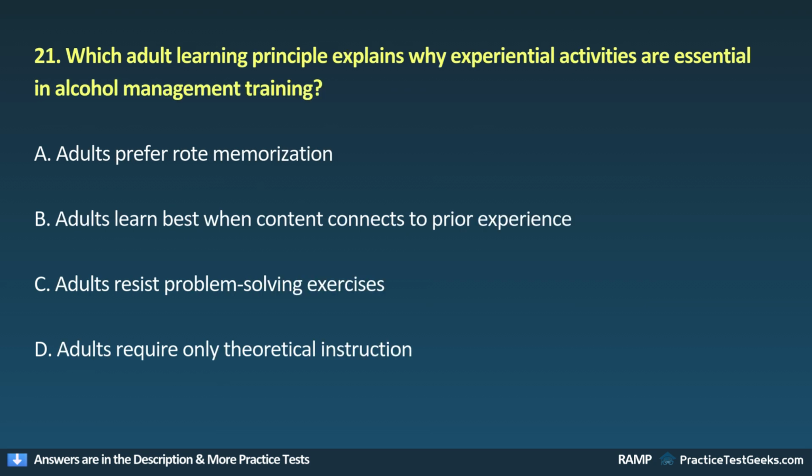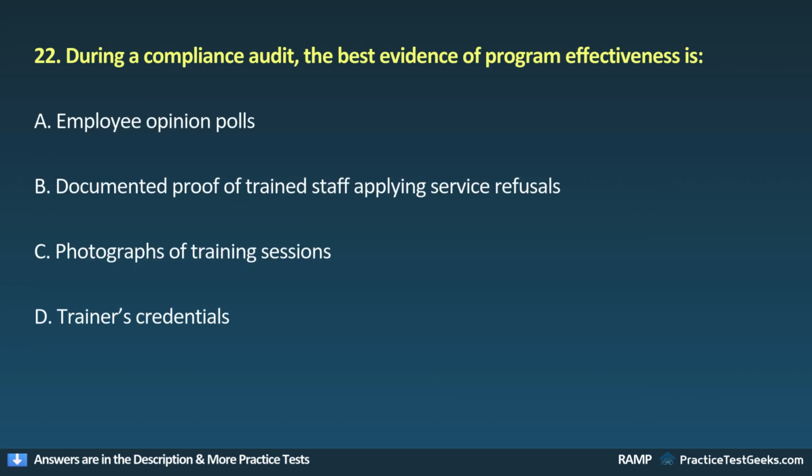21. Which adult learning principle explains why experiential activities are essential in alcohol management training? A. Adults prefer rote memorization. B. Adults learn best when content connects to prior experience. C. Adults resist problem-solving exercises. D. Adults require only theoretical instruction.